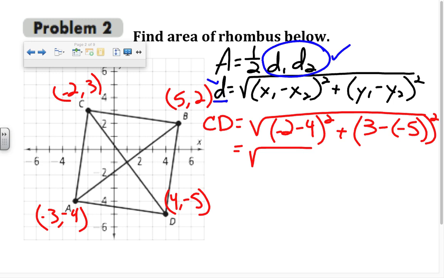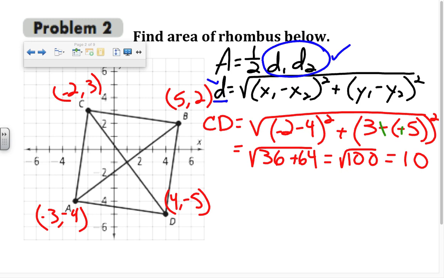So that's -6 squared is positive 36 plus, once again, remember this, 3 plus 5 is 8, and 8 squared is 64, so this is the square root of 100, oh that's nice, that first diagonal is 10.